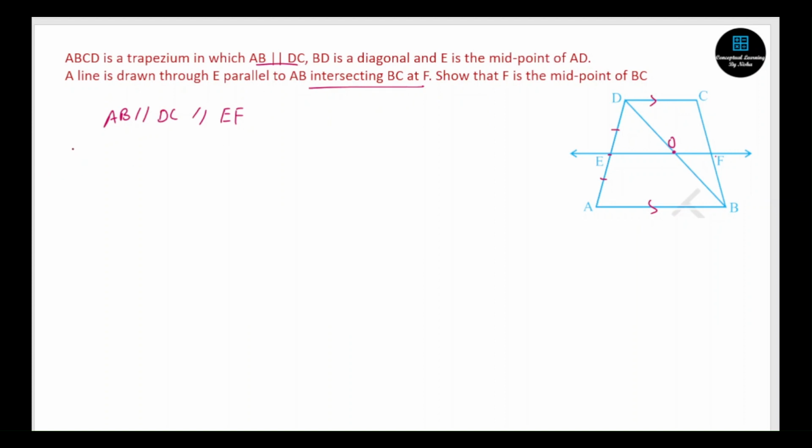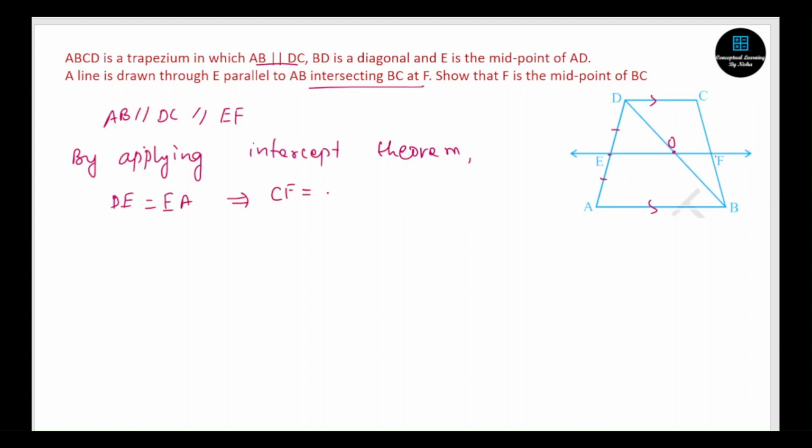See, so by applying the intercept theorem, what we can say: DE equals EA, which implies that CF equals BF, equal intercepts between parallel lines.